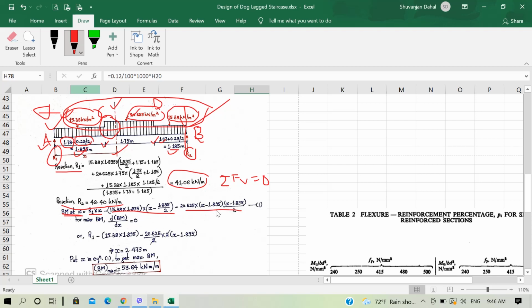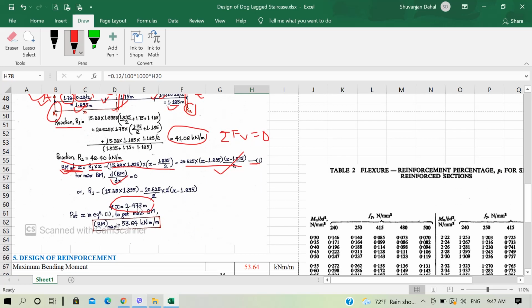It is a quadratic equation in X because here you get x square. To calculate the maximum bending moment, we know that the first derivative of this bending moment with respect to X should be 0. So if you perform the derivative of equation 1 and equate it to 0, you get X to be 2.473 meter. So that means our bending moment is maximum at a distance of 2.473 meter from A. This 2.473 meter lies somewhere in this central load portion.